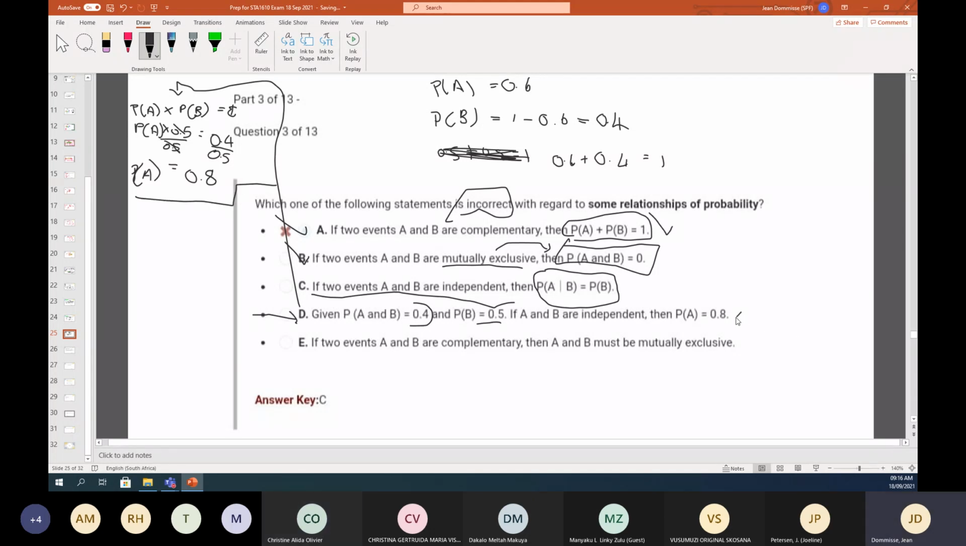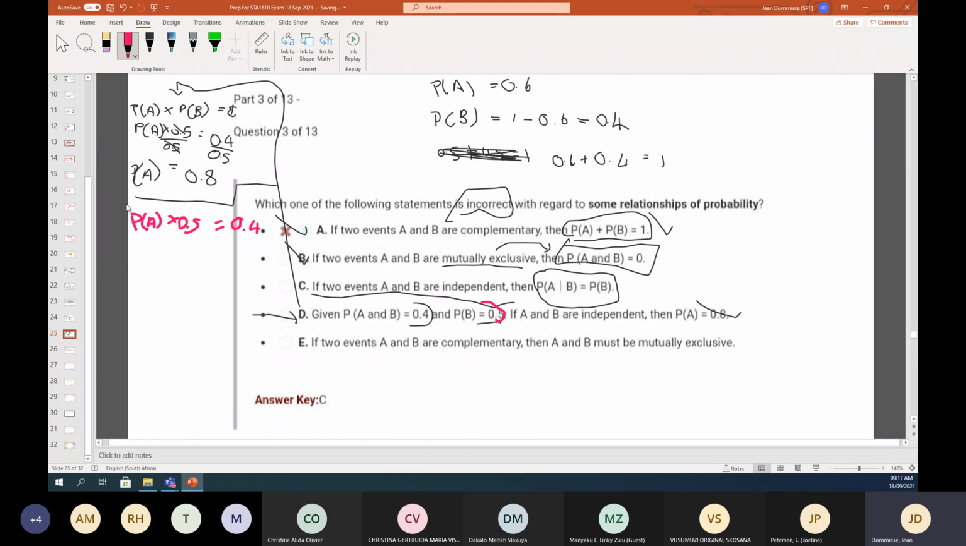Sorry, Jean. Yes. You lost me a bit there. Why are you dividing by 0.5? Okay, let me do that again. So let me just write for one side. We have the probability of A. We know what the probability of B is, so we replace it. And we know what the and is, 0.4.